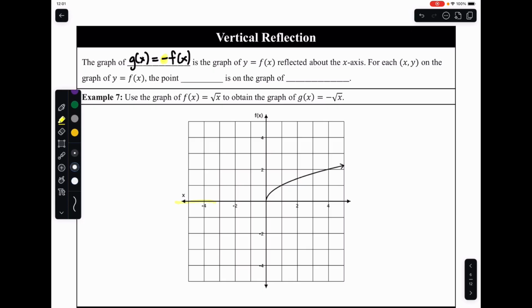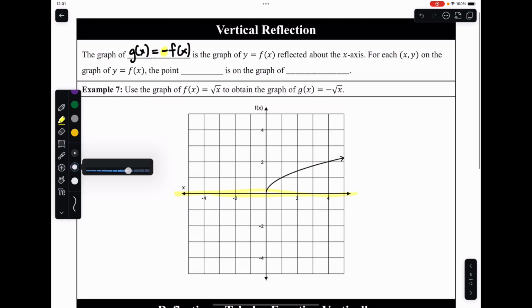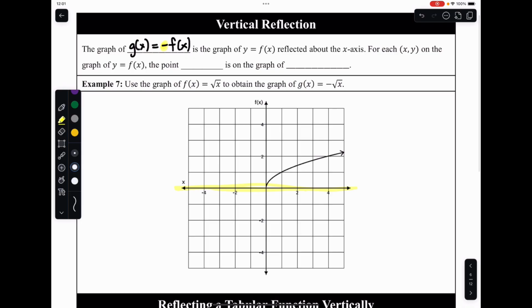So that would make our x-axis our line of reflection. We want to flip our graph across this yellow line. The point that we have here, which is located at (1, 1), flipped across the yellow line would be at (1, negative 1). And the other point, which has the coordinate (4, 2), flipped across that line would be at (4, negative 2).